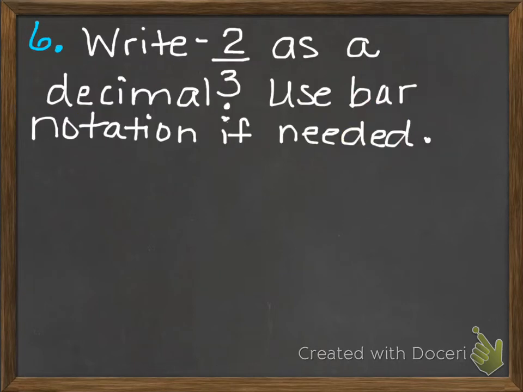All right, problem number 6 here says to write negative 2/3 as a decimal, use bar notation if needed. So the first thing I'm going to do is bring down that negative, just like I tell you all the time to do.